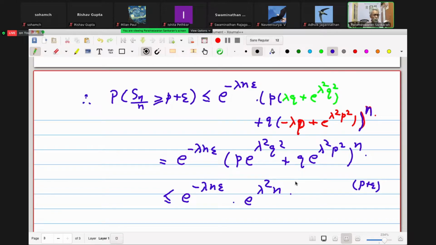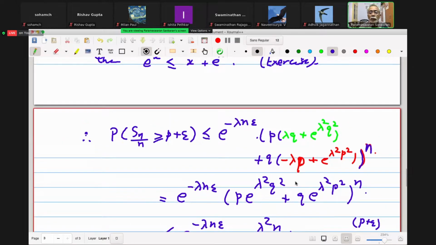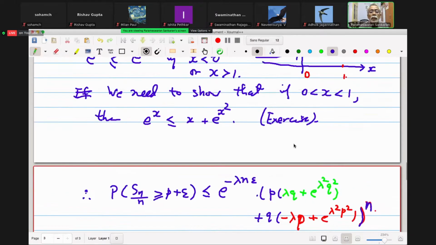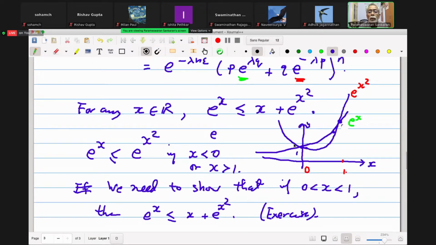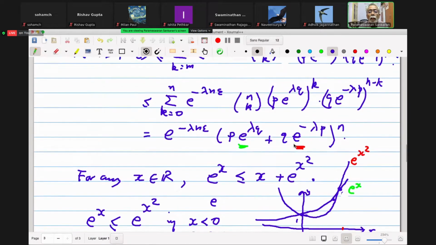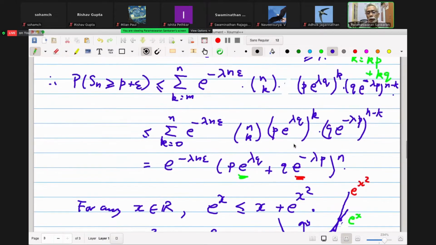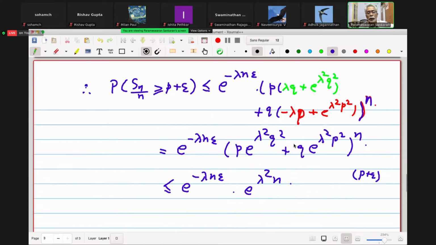Lambda square n, I suppose. Yes, let me just check that whatever I have. I left out that epsilon. There was an epsilon present. So here also there was an epsilon. See, was there an epsilon or no? No epsilon. Oh yeah, okay, no epsilon. That's correct. No epsilon there.